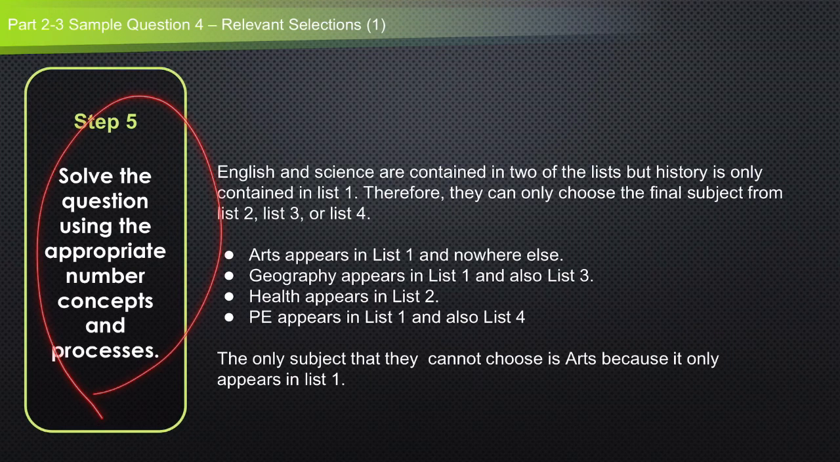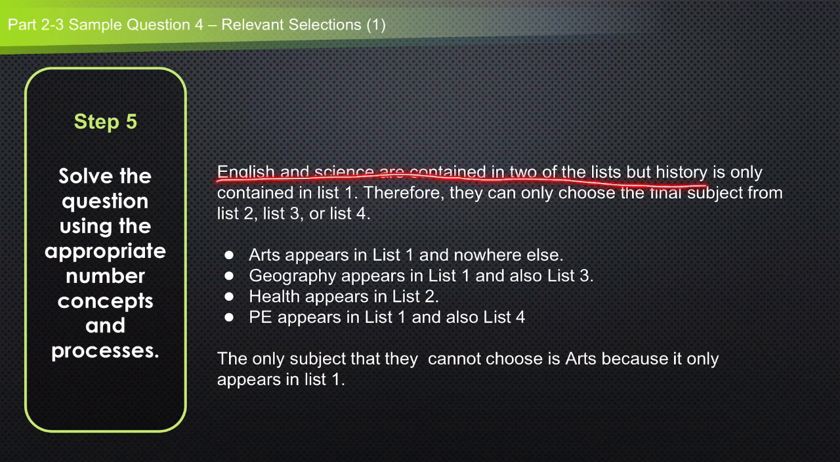Step 5 is where we solve the question using the appropriate number concepts and processes. English and science are contained in 2 of the lists, but history is only contained in list 1. Therefore, they can only choose the final subject from list 2, 3, or list 4. Arts appears in list 1 and nowhere else. Geography appears in list 1 and also list 3, health appears in list 2, and PE appears in list 1 and also list 4. So the only subject that they cannot choose is arts because it only appears in list 1. All the other answer options can be chosen while still being able to do the subjects they want to do.